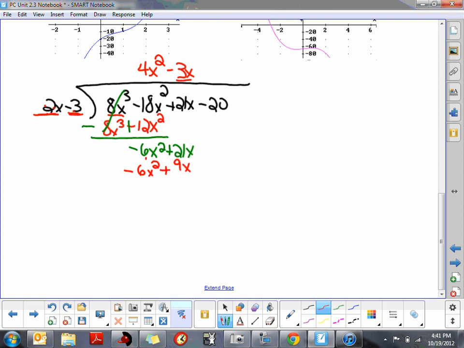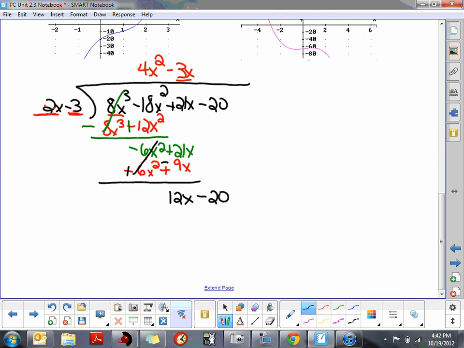Okay, now we're going to draw the line, change the sign, so we're going to change that to a plus and this to a minus, and we're going to add. These terms will reduce. We got 21 minus 9, so that gives us 12x. Next thing we do is we drop down our next term, which is a negative 20.